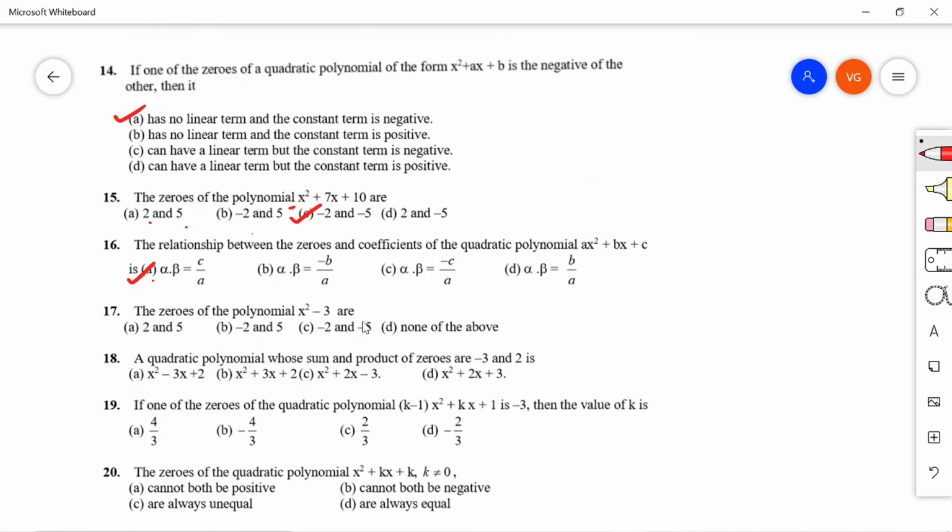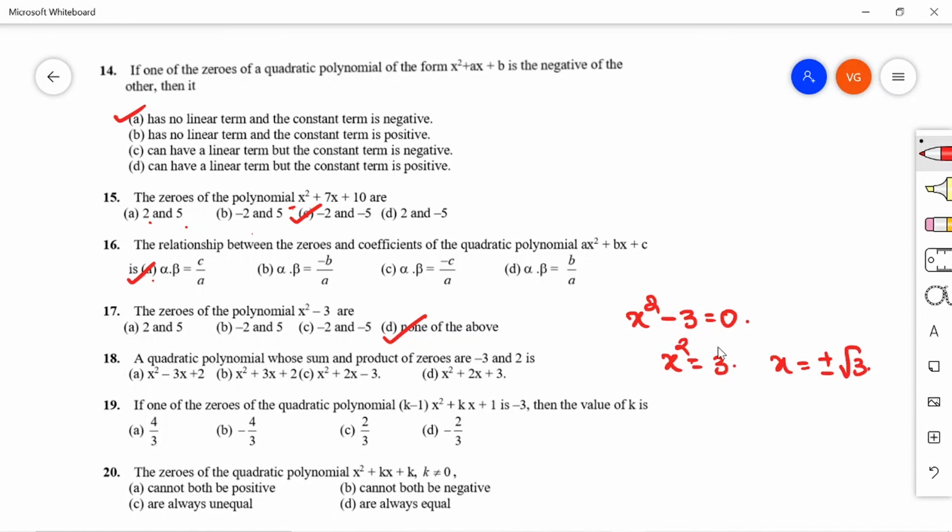Question number 17. The zeros of the polynomial x squared minus 3 are. So you equate x squared minus 3 equal to 0. So x squared is equal to 3. x is plus or minus root 3. None of the options are matching here. So option D is correct here.